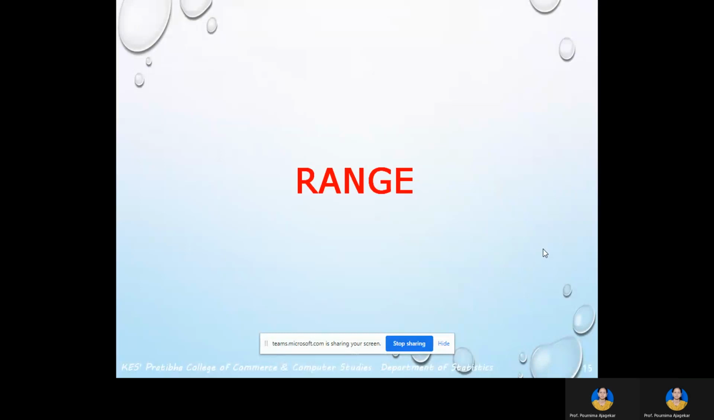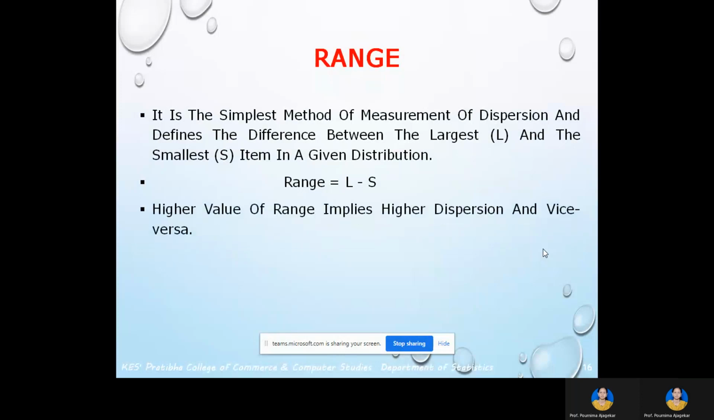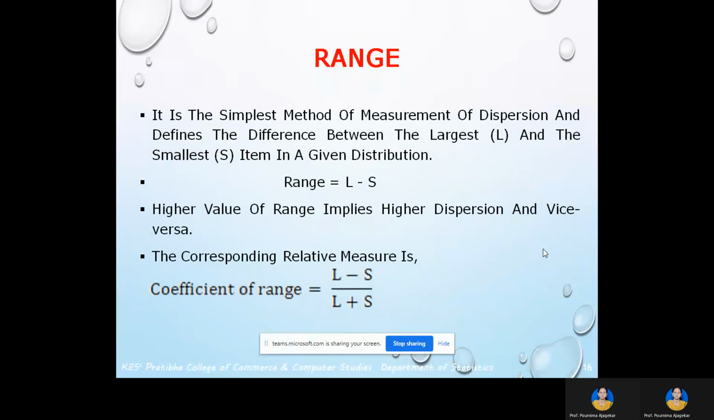So first one is range. It is the simplest method of measurement of dispersion and defines the difference between the largest and the smallest item in a given distribution. So range is equal to L minus S, where L is the largest item in the distribution and S is the smallest item in the distribution. Higher value of range implies higher dispersion, and the smaller value of range implies there is smaller dispersion in the data. The corresponding relative measure is coefficient of range, which is defined as L minus S divided by L plus S.